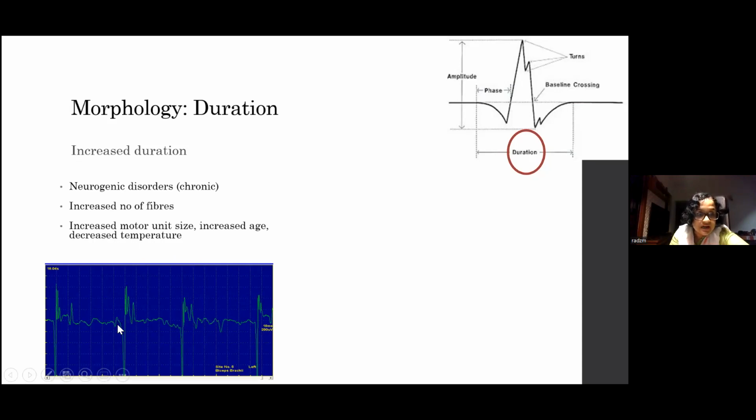So this is what you can see. The duration you measure from the point where it leaves the baseline to the point where it comes back.